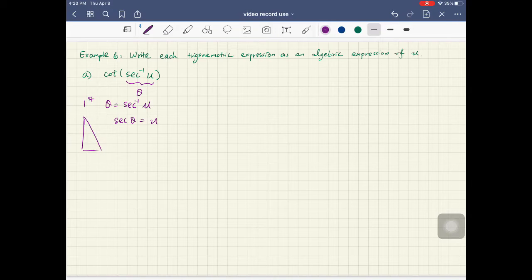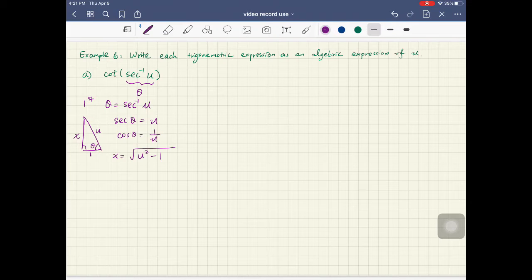I do not like to use secant, so I'm going to rewrite secant theta as cosine of theta equals 1 over u. So from this one, I know when I have a right triangle and one of the angles is theta, then cosine theta equals 1 over u tells me I have a 1 for one side and u as the hypotenuse. Then my side x, which is the one I'm looking at, is going to equal square root of u squared minus 1.